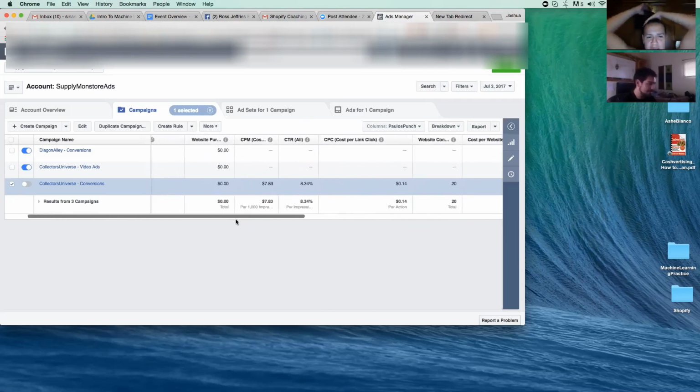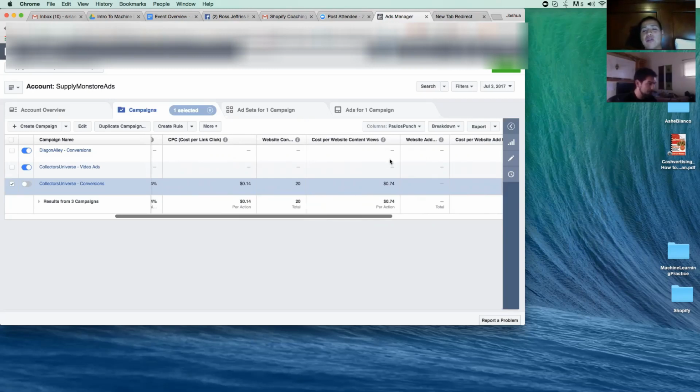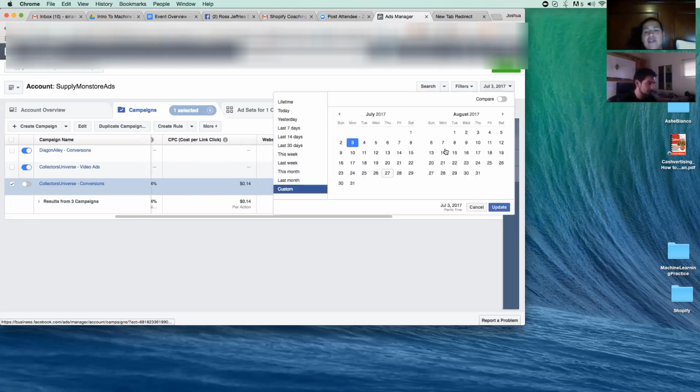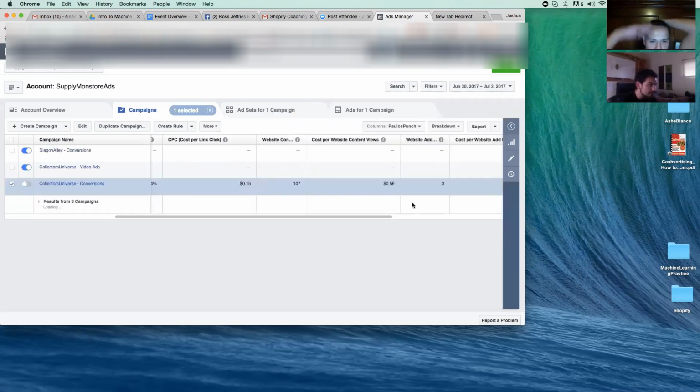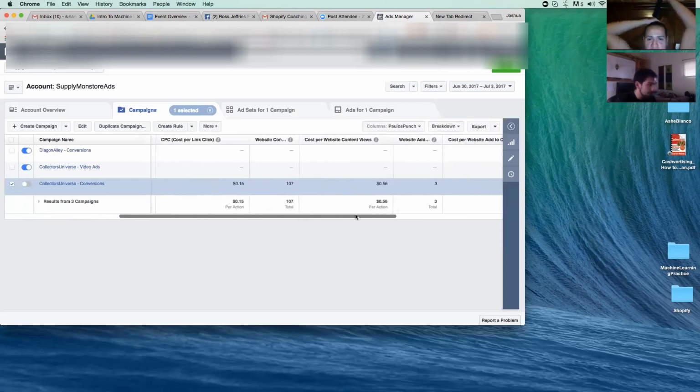Now go all the way to the right-hand side. Yeah. So it's July 3rd, okay? And you started running it June 30th, okay? And you don't have an add to cart, but just to prove this, can you do June 30th to July 3rd? Okay. And you have 3 add to carts.